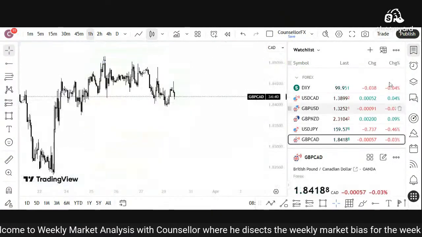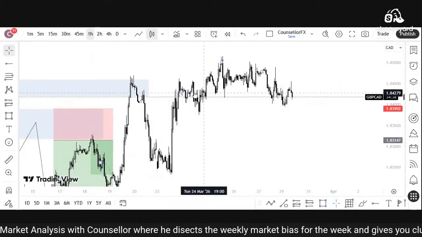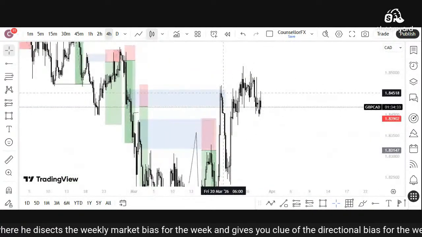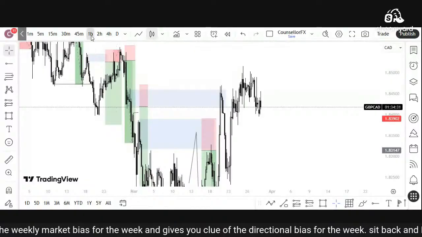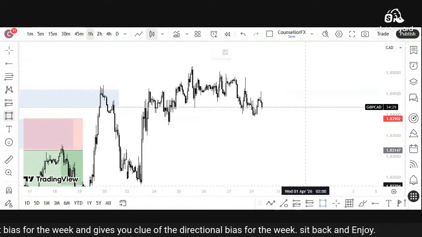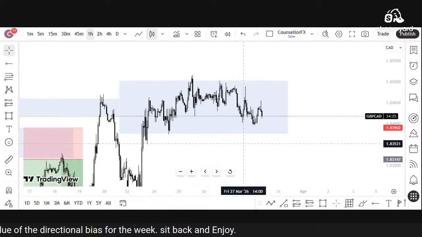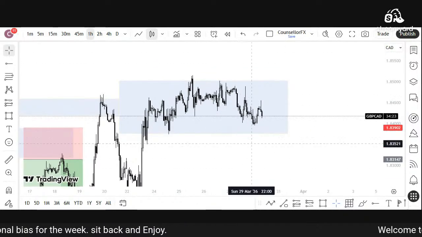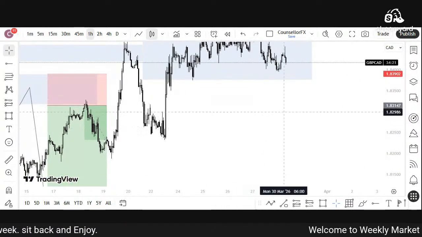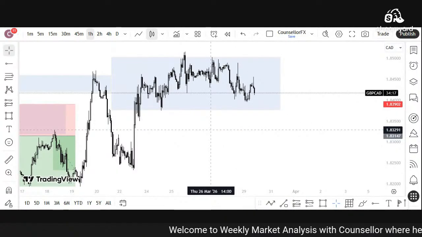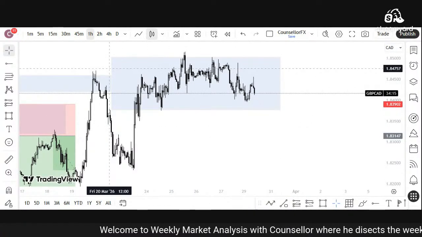So for GBP CAD, this one has been ranging from our entry time frame. So I'm not looking for anything here. It's either you break up or break down. That's when you can start looking for anything. But for now, don't be involved in an accumulation.